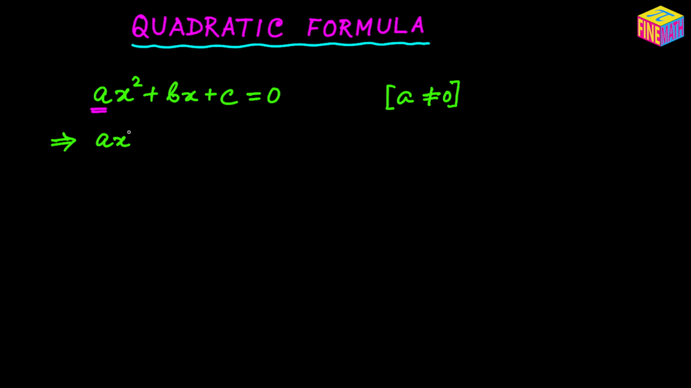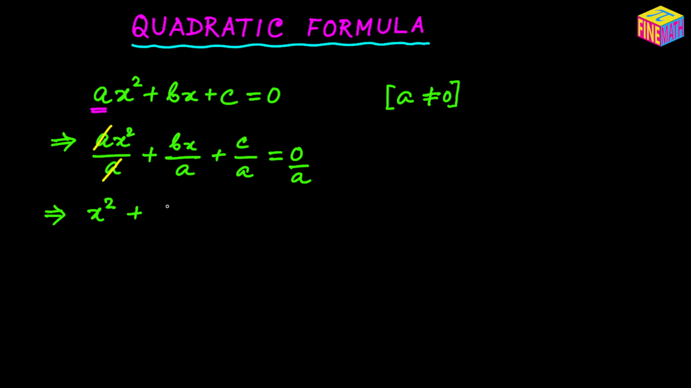So it will be ax squared divided by a. Each of the terms will be divided by a. Similarly bx divided by a, similarly c divided by a is equal to 0 divided by a. From here we can say, okay, a and a cancel out each other because they both are in the numerator and denominator. So from here we get x squared plus b by a times x plus c by a is equal to 0, because 0 divided by anything is 0, right?